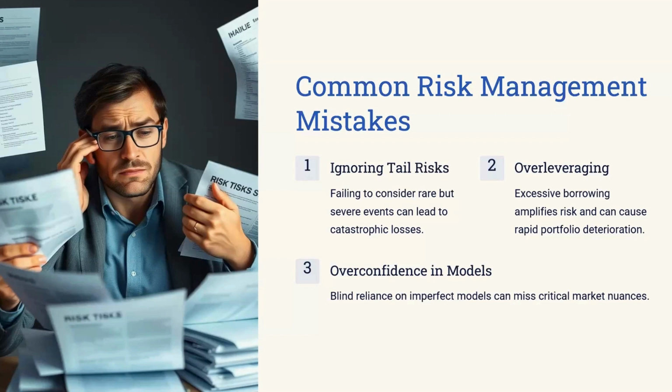So the next topic is common risk management mistakes. Even with sophisticated tools and a theoretical understanding of risk, investors and financial professionals frequently fall prey to common pitfalls during risk management. These mistakes are often driven by cognitive biases or lack of discipline. The first one is ignoring tail risk. This involves failing to consider rare but severe events that, if they occur, have a massive, highly negative impact. These are often called black swan events, like the 2008 financial crisis or the initial market shock of the COVID-19 pandemic.